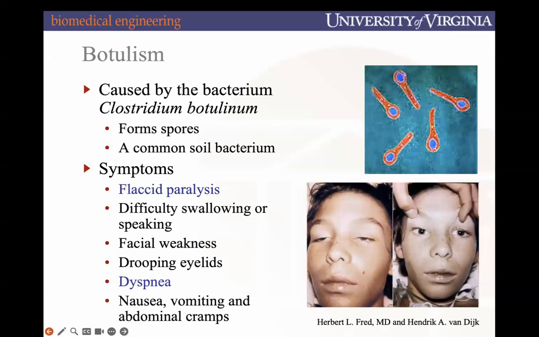Does anyone know what dyspnea means? Yeah. Sorry, I couldn't hear you. Difficulty breathing, exactly right. And typically that dyspnea, if it's severe enough, can be life-threatening. But some of the other more common symptoms are also nausea, vomiting, and abdominal cramps.